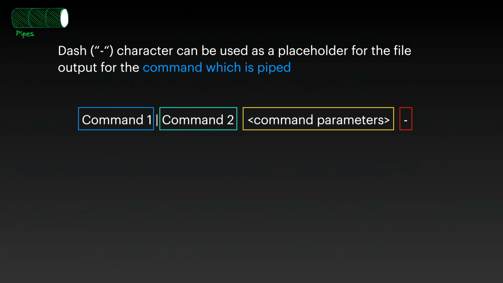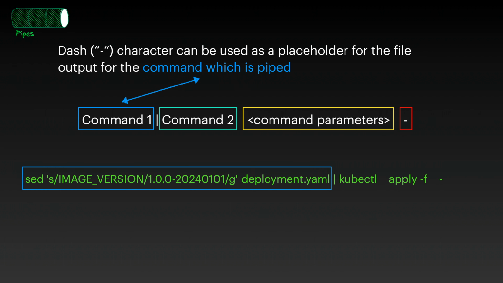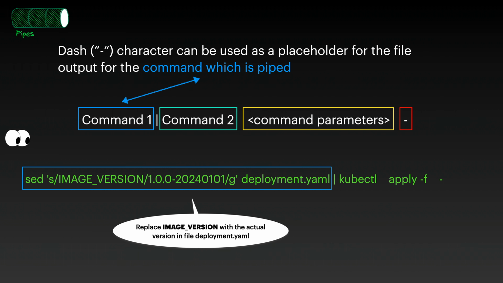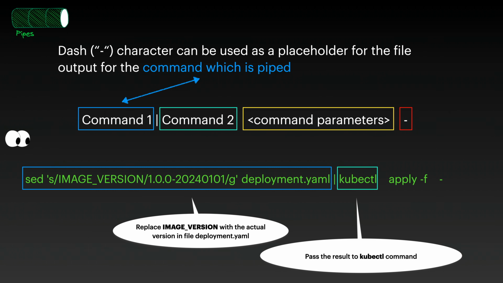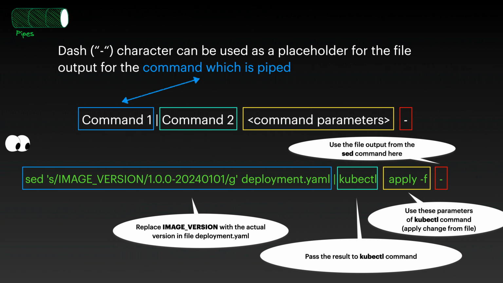One more thing, the dash character can be used as a placeholder which contains the output of the previous command in the pipe. And that's it.